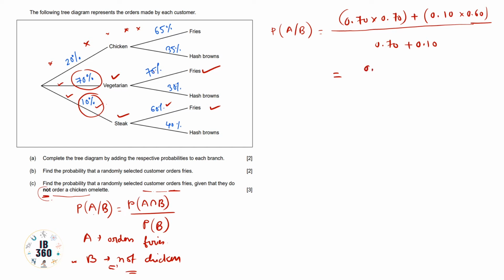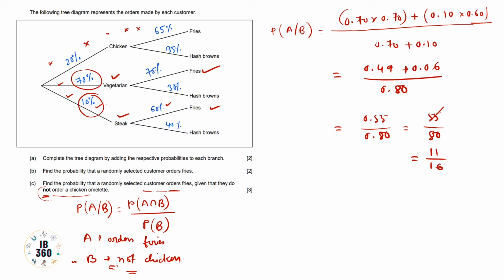So from here we get 0.49 plus 0.06 divided by 0.80. So from here we are getting 0.55 divided by 0.80. So basically 55 divided by 80. So it is 11 by 16, dividing by 5. So 11 and 16. So this is the answer. The probability is 11 by 16. So for part C, the answer is 11 by 16. So in this way, the third question is also done.